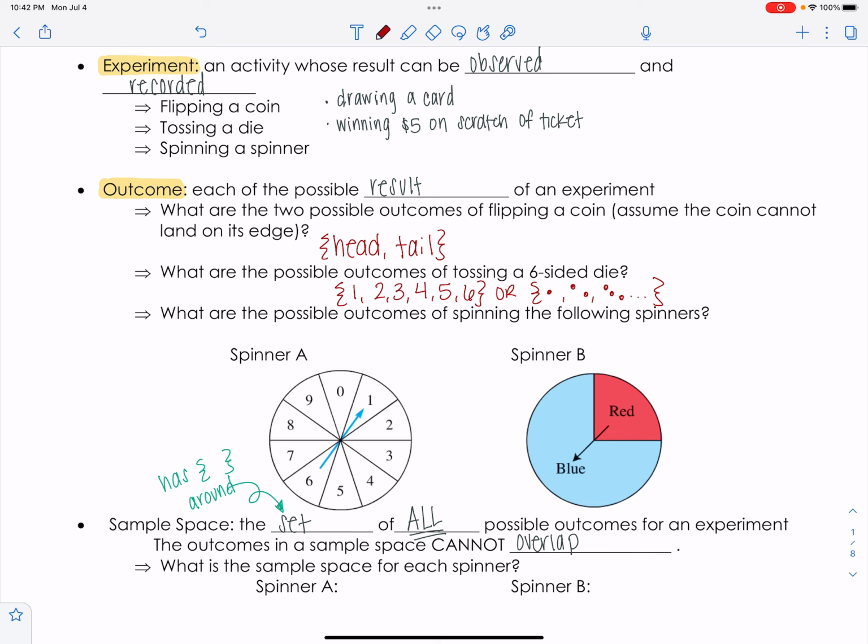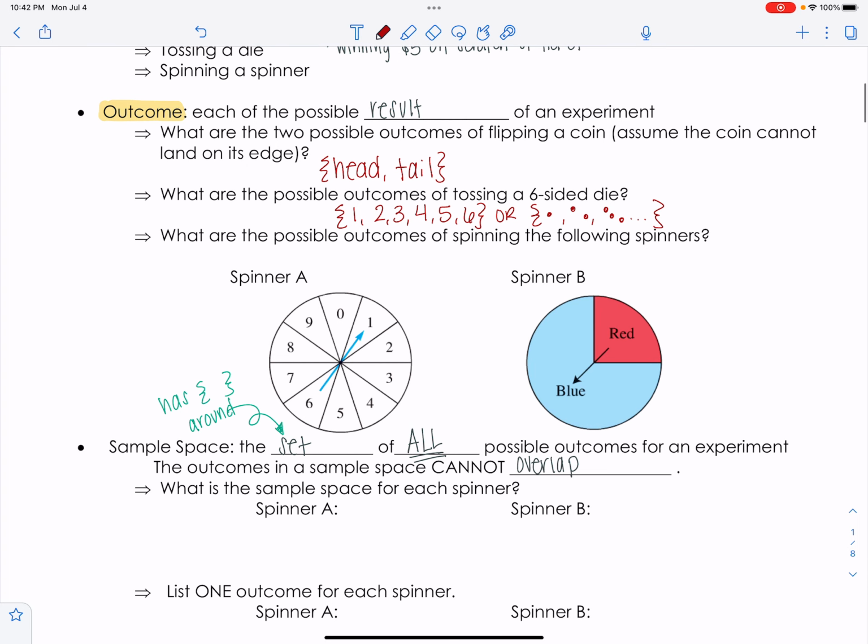Now, what I've been alluding to, the possible outcomes for the following spinners. For spinner A, I have the number 0 all the way to 9. So my possible outcomes are going to be 0, 1, 2, all the way to 9. Spinner B only has two possible outcomes, red or blue.